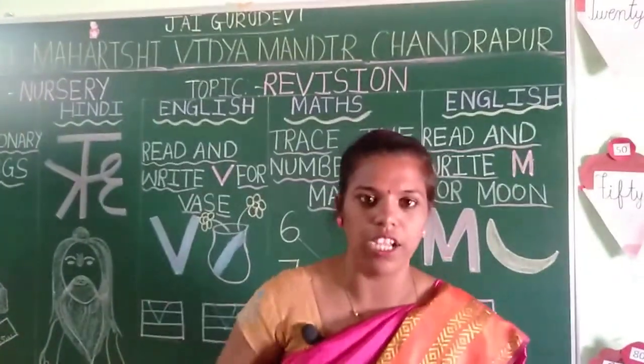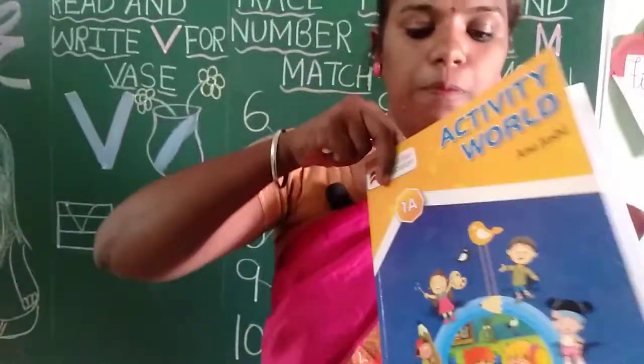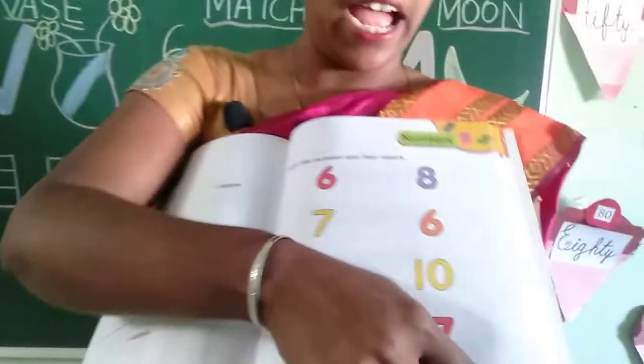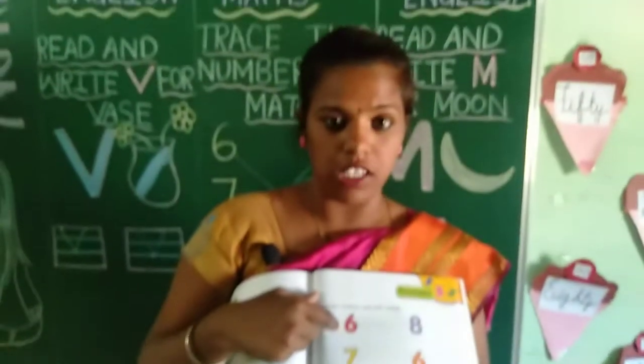Okay students, this matching you can do in your Activity World 1A book, page number 110, 11. Here the same pattern is given. You have to do matching. Trace the number and then match. Okay? You have to do it yourself.